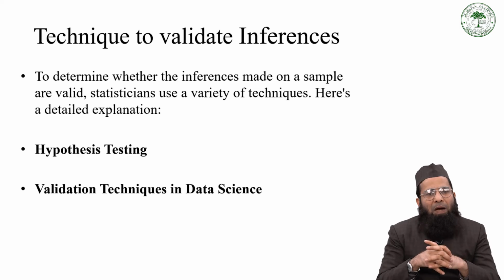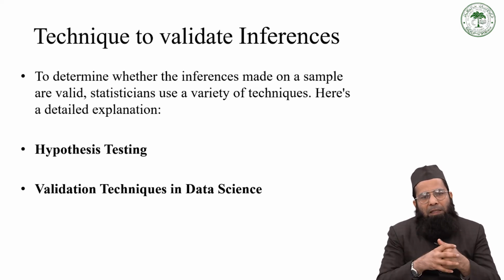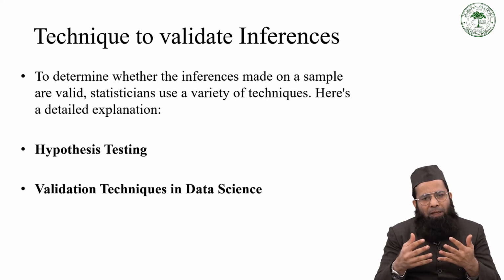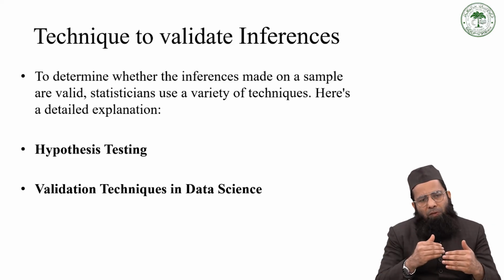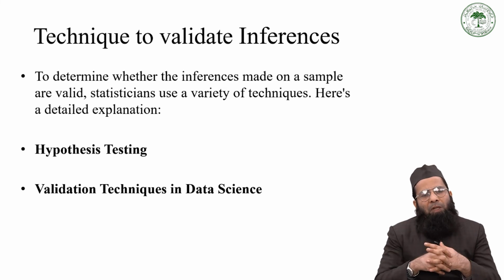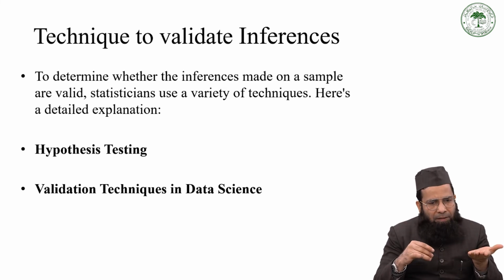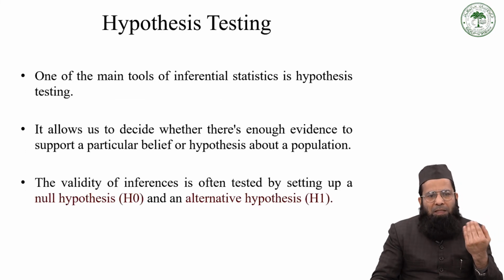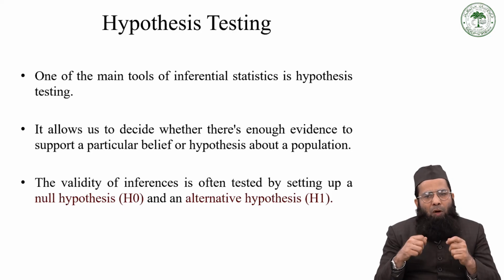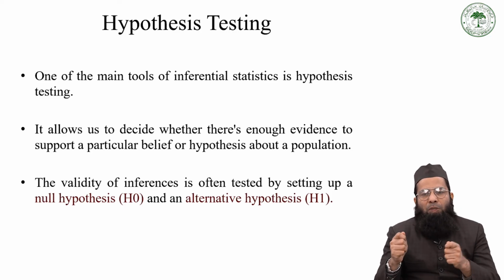Then there are certain techniques to validate inferences. How will you validate the inference? To determine whether the inferences made on a sample are valid, statisticians use a variety of techniques. So what technique will they use? They can perform hypothesis testing. They can also perform validation techniques in data science. Hypothesis testing is one of the main tools of inferential statistics. It allows us to decide whether there is enough evidence to support a particular belief or hypothesis about a population.